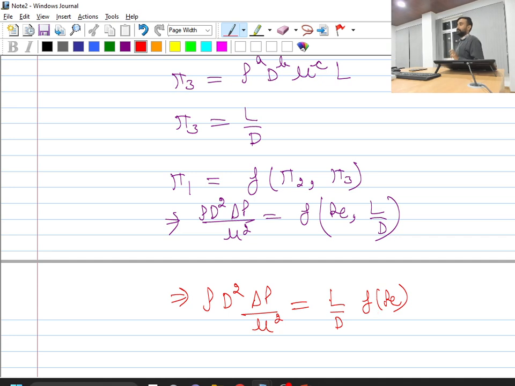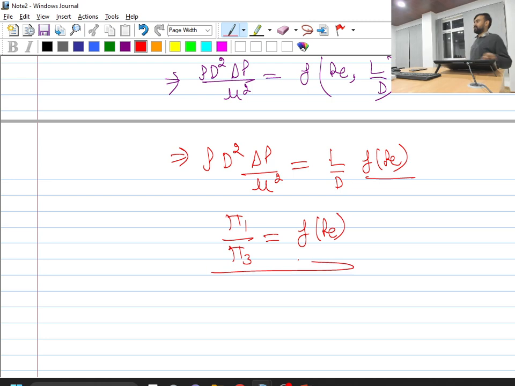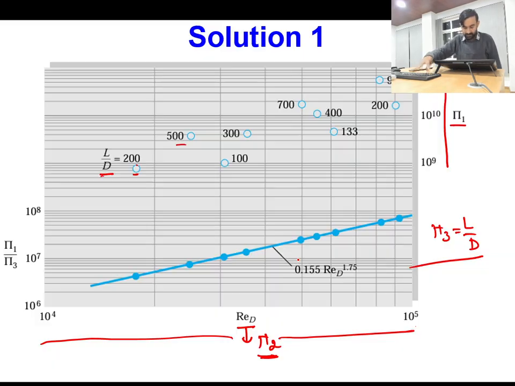Is this point clear? Because delta P has to be directly proportional to L by D. So for L by D I know the functional form, but for Reynolds number I don't know the functional form yet. From here, if I simplify it further, this whole quantity is nothing but pi 1 and L by D is pi 3. So I can say that pi 1 by pi 3 has to be a function of Reynolds number. So now I will be plotting pi 1 by pi 3 as a function of Reynolds number. That is what I have done in this slide.